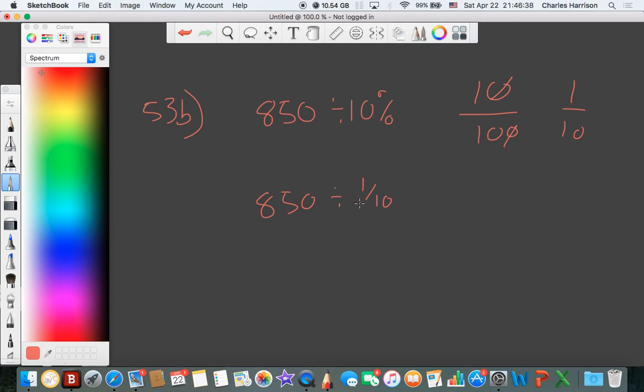And when we divide by a fraction, it's really timesing by the reciprocal of that, right? So we times by 10 over 1. Well, it's just then basically this times 10. So we just add a 0. Done. So it's 8,500. All right, next one. 54. 54a. Oh, goody. We're almost done.